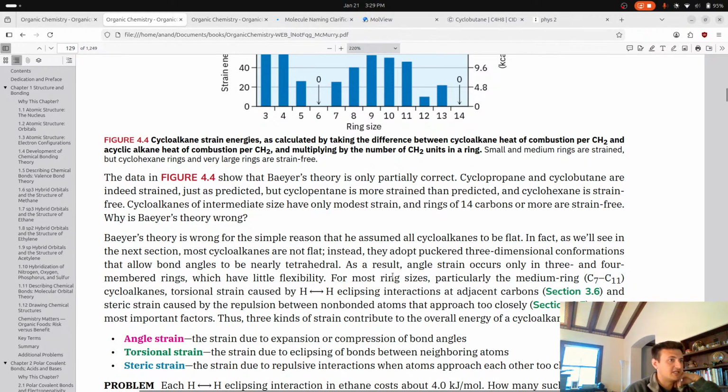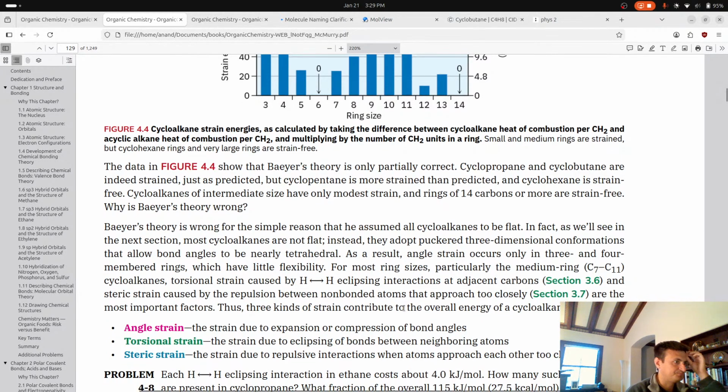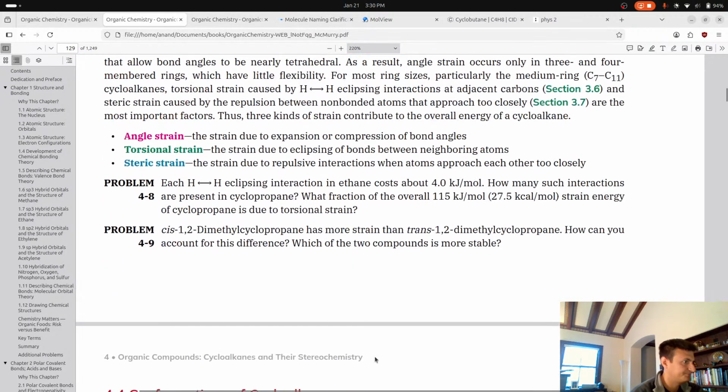For most ring sizes, particularly the medium ring cycloalkanes, torsional strain caused by H-H eclipsing interactions at adjacent carbons, and the steric strain caused by the repulsion between non-bonded atoms that approach too closely are the most important factors. Thus, three kinds of strain contribute to the overall energy of a cycloalkane: angle strain, torsional strain, and steric strain. All right, let's do it.